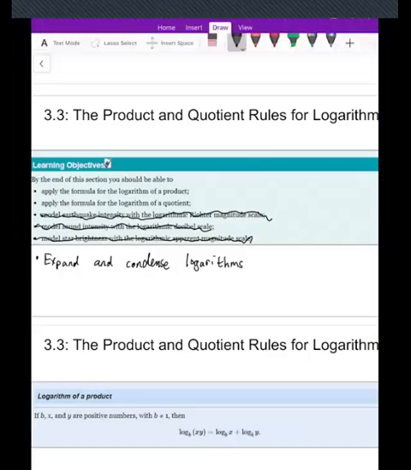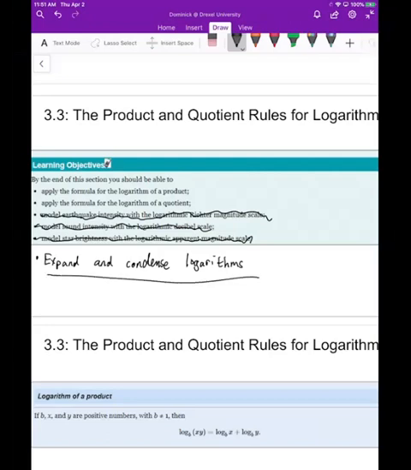Okay, guys, welcome. So today we're going to talk about the product and quotient rules for logarithms. We've already talked about the power rule for logarithms, so this will basically conclude our three important properties for logarithms. What I hope to do in this video is talk about how to apply the product and quotient rules. I've cut out some of the items in the textbook because I want to emphasize how to expand and condense logarithms, which will be important for solving logarithmic equations.